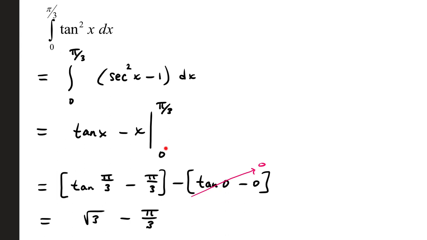Evaluating at pi over 3 and 0 and taking the difference, we have tangent of pi over 3 minus pi over 3 minus tangent of 0 minus 0. Since tangent of 0 is 0, when we subtract, all this back half goes to 0. Tangent of pi over 3 is square root of 3 minus pi over 3, and we won't try to combine those. That's good enough to get the area, and plus it leaves it as an exact value.